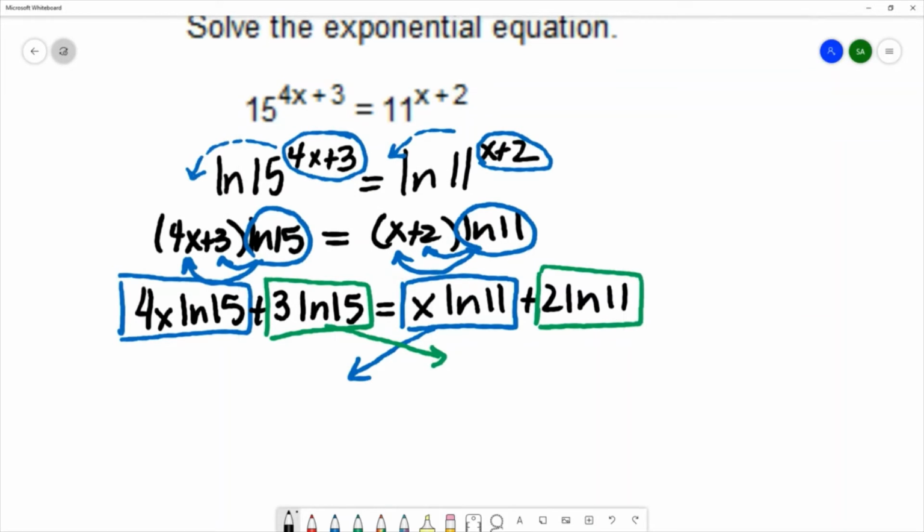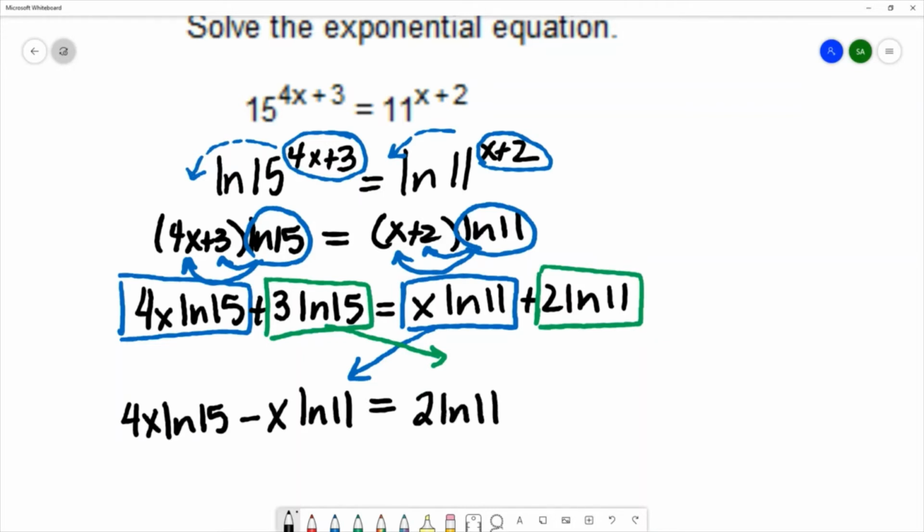So to regroup, this 4x natural log of 15 is staying on the left. I'm going to move that term x natural log of 11 to the other side. So to move it to the other side, we need to do the opposite operation. We have minus x natural log of 11. On the other side of the equation, the 2 natural log of 11 is staying on that side, but we're going to move the term 3 natural log of 15. We'll use the opposite sign to move it. That's minus 3 natural log of 15.